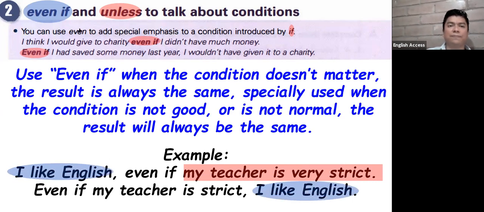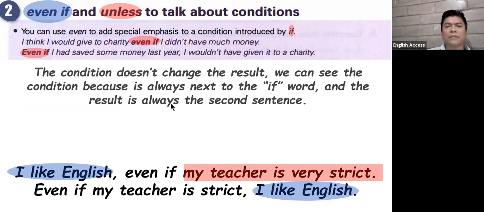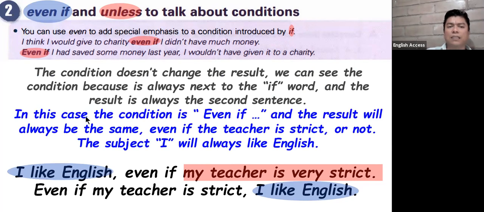Do you want another example? Actually, let's continue with this. The condition doesn't change the result. We can see the condition because it's always next to the if word. And the result is always the second sentence. In this case, the result will always be the same, even if the teacher is strict or not. I will always like English. Great. More examples.